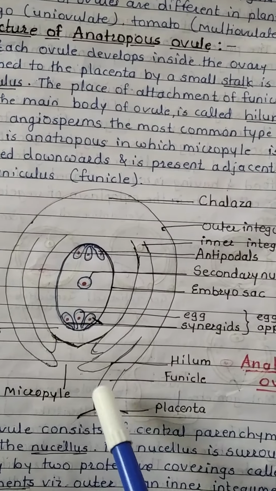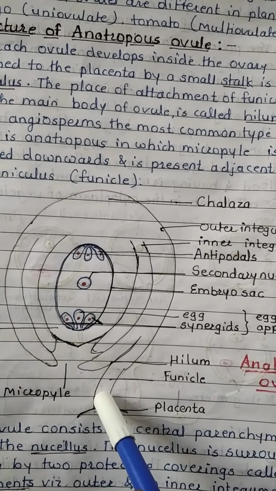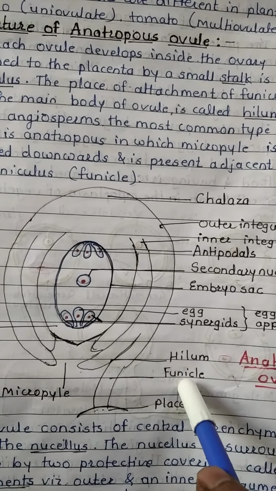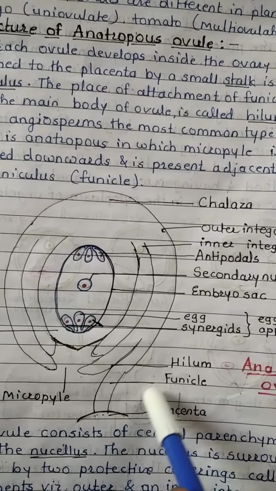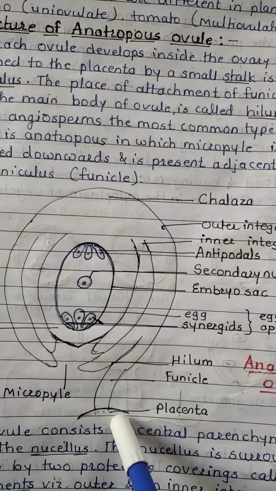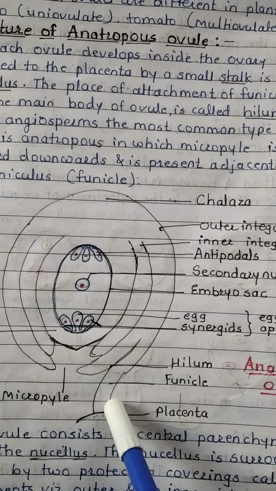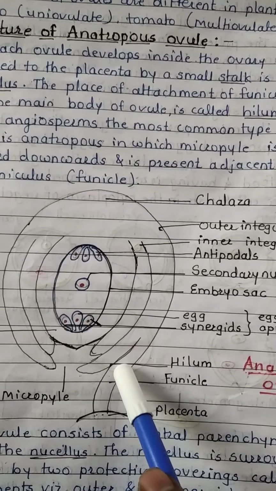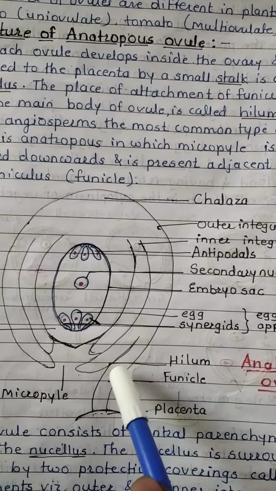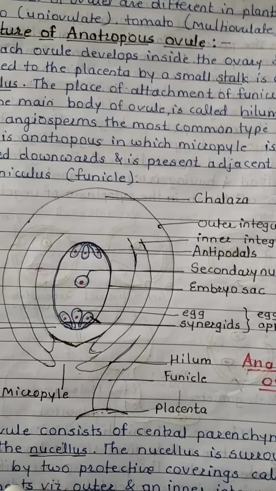This ovule shows two parts: the main body, and second, the stalk, which we call the funicle or funiculus. This funicle or funiculus attaches to the placenta, that is a nutritive tissue. The funicle continues on the lateral side and it shows the main bulk or body of the ovule.